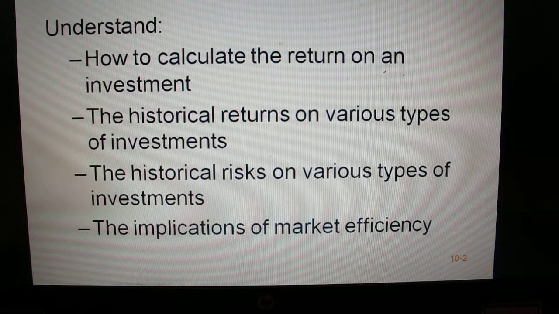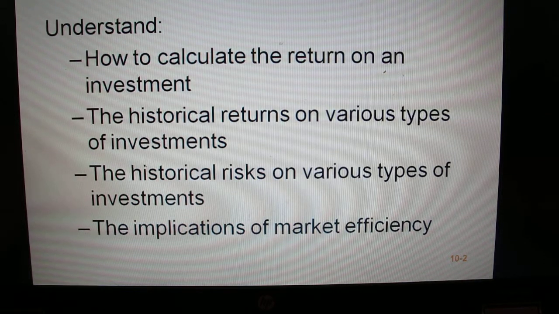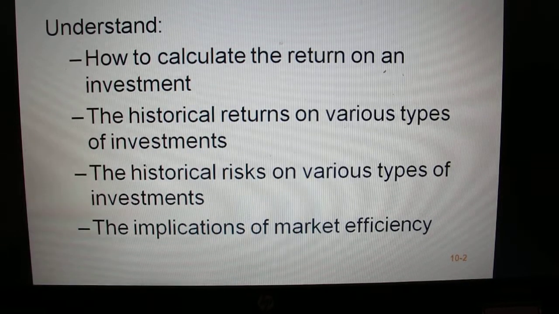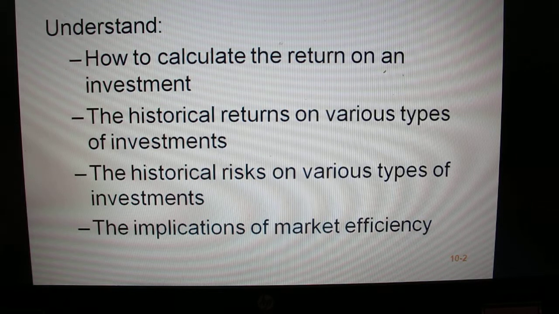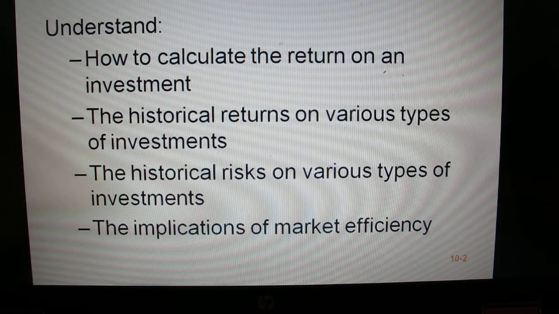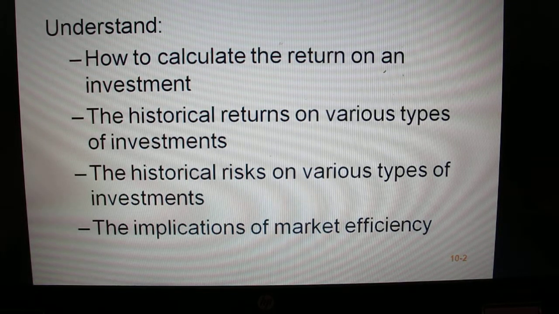So what are some of the key concepts and skills for this chapter? Well, you're going to want to understand how to calculate the return on an investment. We're going to be looking at some historical returns on various types of investments. We'll discuss risks as well on various types of investments. And then we'll get into a little bit on market efficiency and various hypotheses that discuss those elements.